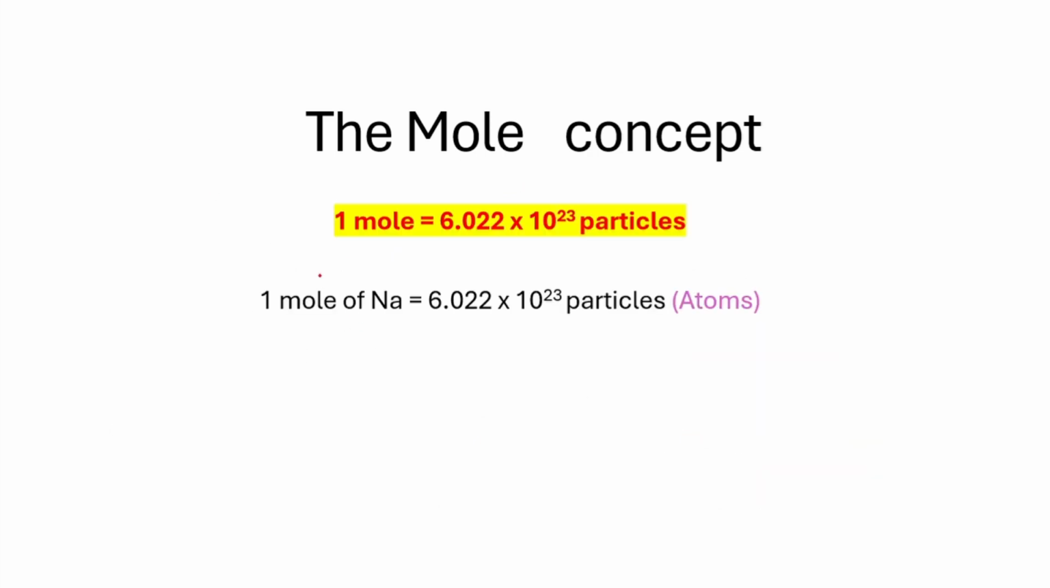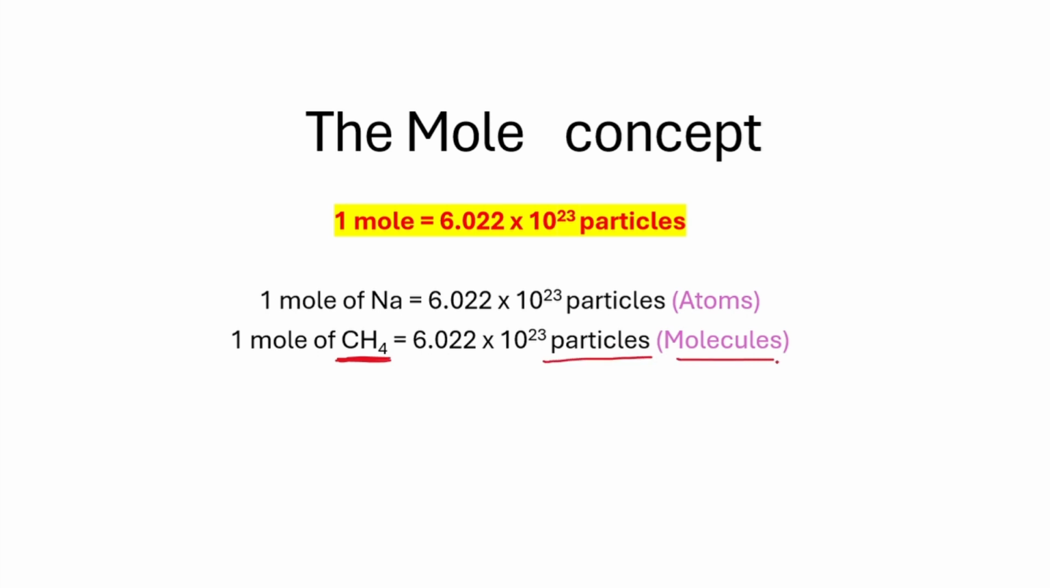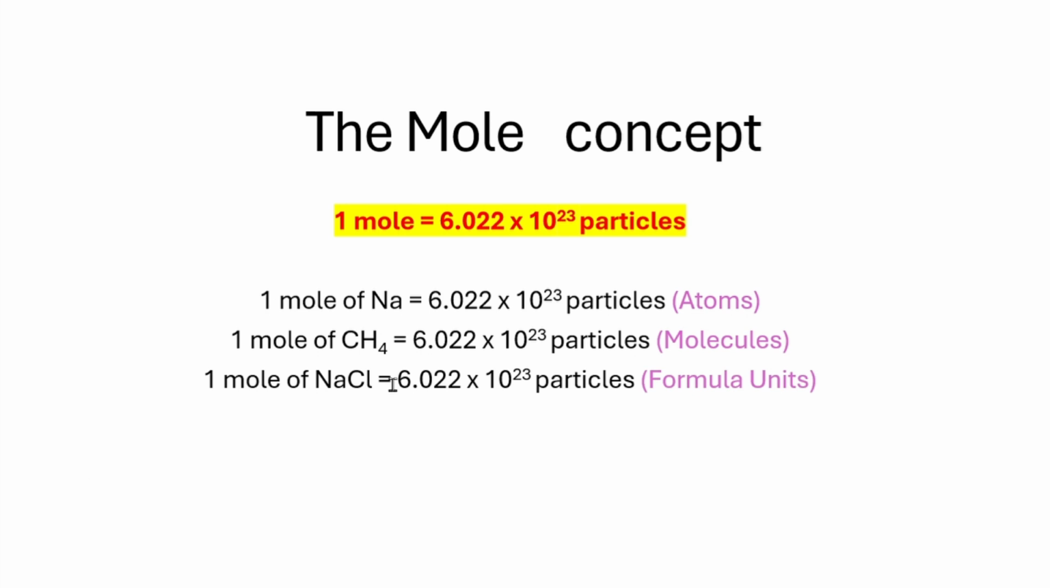Now, because 1 mole has the same number of particles, 1 mole of sodium, because it is in an atomic state, the particles will be atoms. Methane, because it is a covalently bonded compound, the particles are molecules. And NaCl, because it is an ionic bond formation, the particles are formula units.